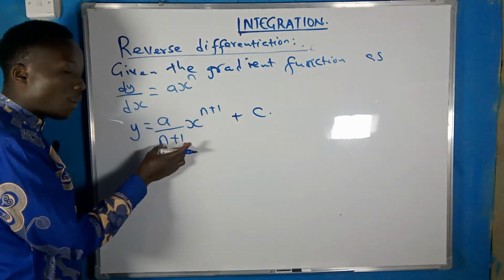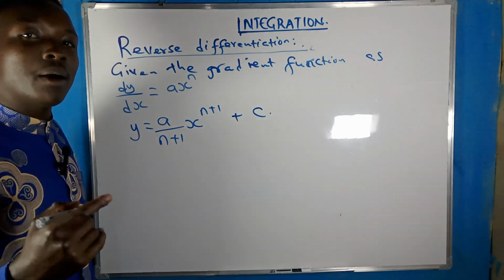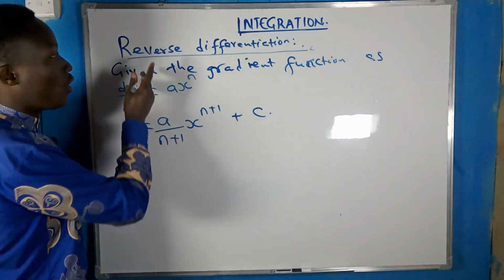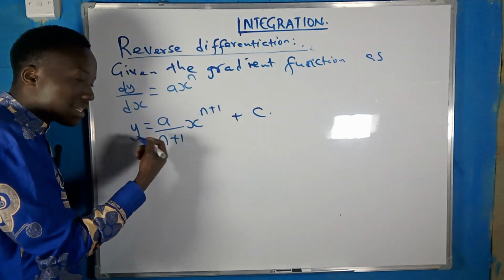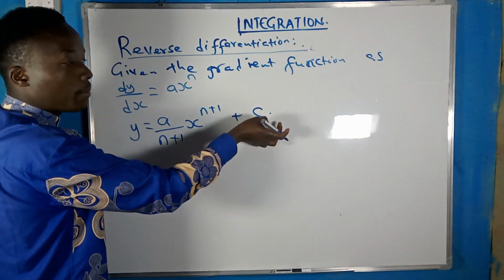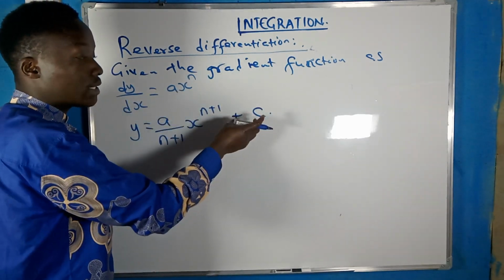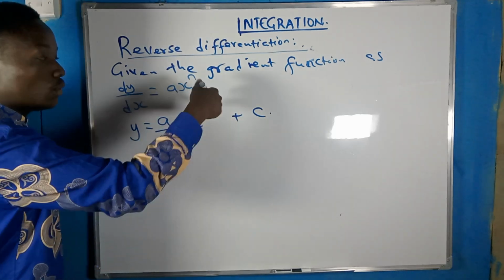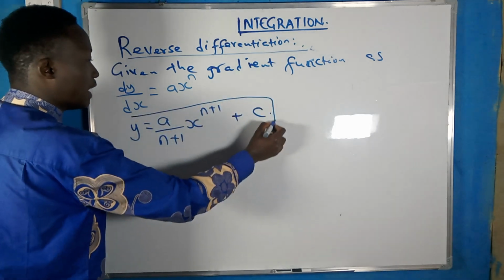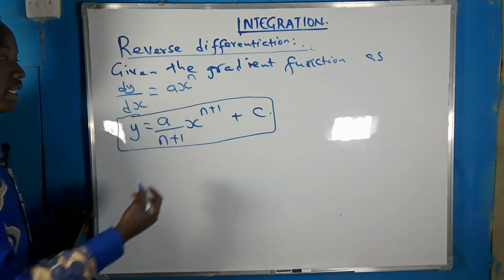So why are we adding 1? The reason is that when we were differentiating, the power reduced by 1. Since now we are integrating, or reverse differentiating, we must add back 1 to the power and then add the constant. Why? Because when we differentiated, the constant disappeared, so we need to introduce back our constant. So this is the formula of integrating. This is how we integrate.